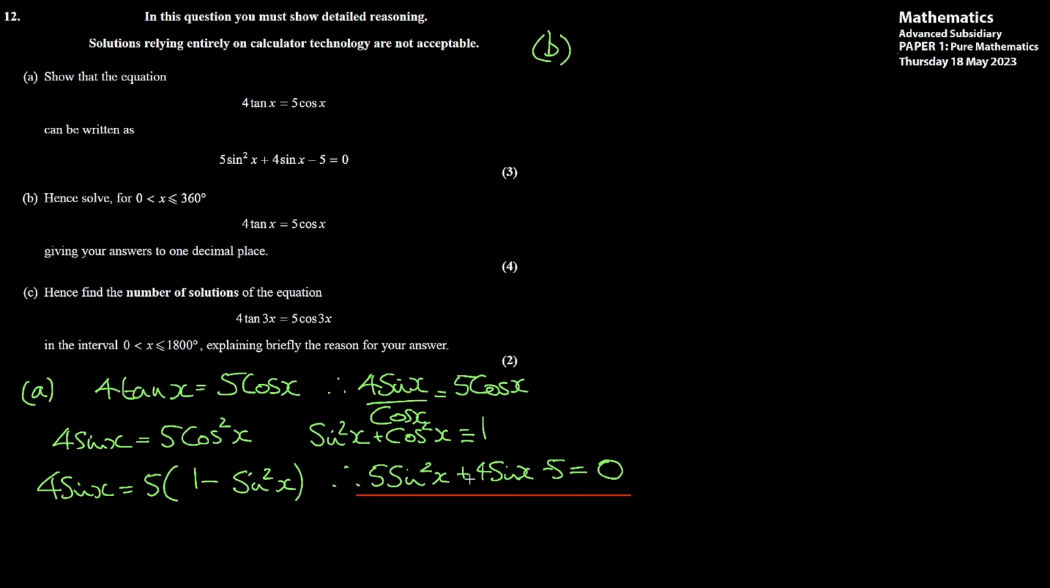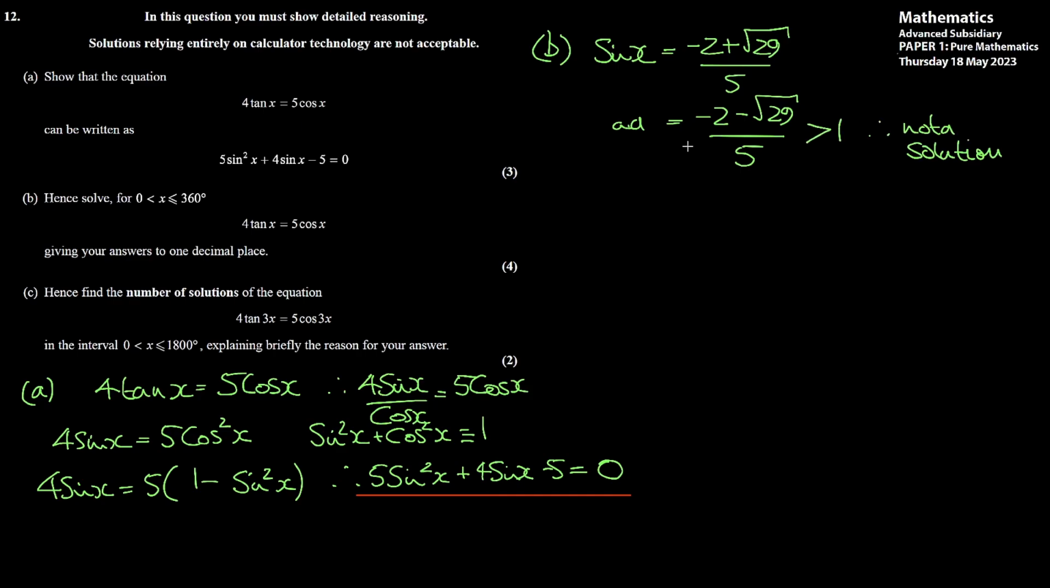Looking at the quadratic here, this is not going to be easily solved by inspection. You can either use the quadratic formula or pop it into the functions routine on a calculator. Either way, it's an equation in sine x, so the solutions will be in sine x as well, and it turns out that sine x will be these two solutions. Root 29 is about 5 and a bit, okay? So this is going to be negative 7 and a bit over 5, which is greater than 1, so therefore not a solution, because sine x must be between plus or minus 1. So we can reject this second answer.